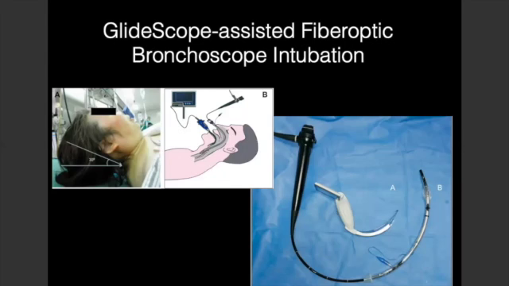Then you have them take a deep breath. The fiberscope goes through the vocal cords. Now you'll see the carina. My advice to you is to keep your eye on the carina as you advance the tube.